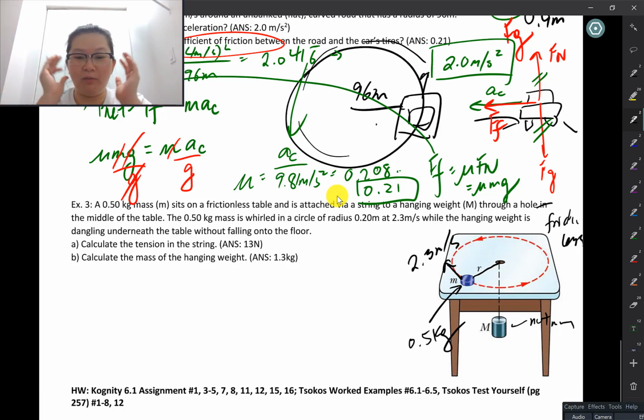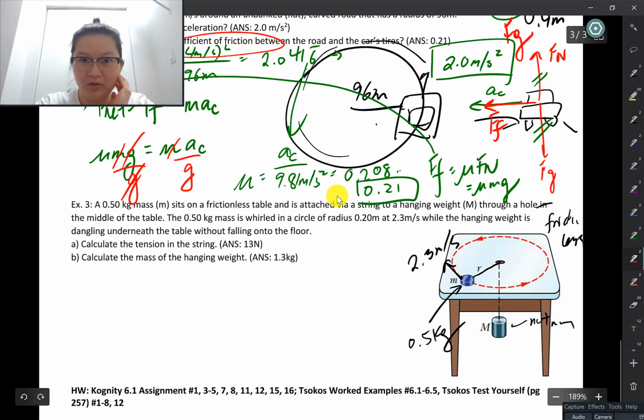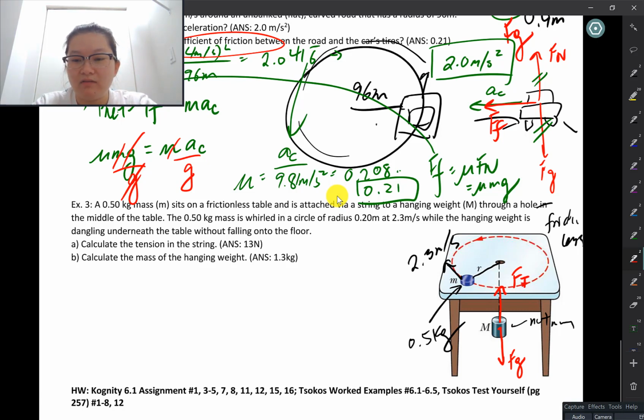First things first, we have to draw a free body diagram acting on both these masses. Let's start with the hanging mass. There is a force due to gravity acting on it, and there's also the force due to tension acting on it as well. There don't seem to be any other forces, and the nice thing is that it is not accelerating. Acceleration equals 0.